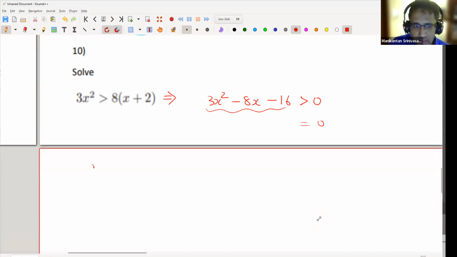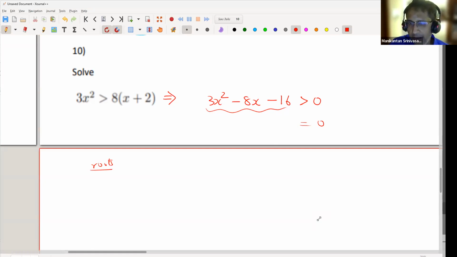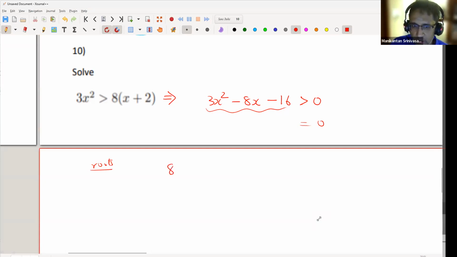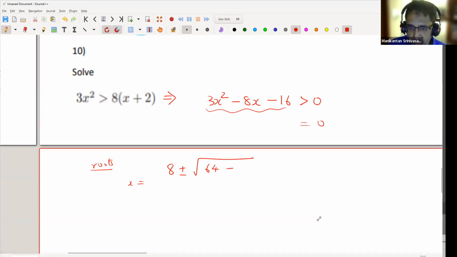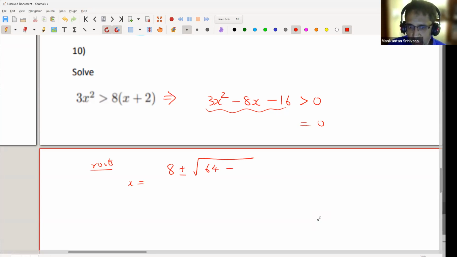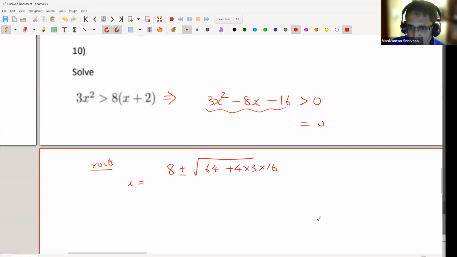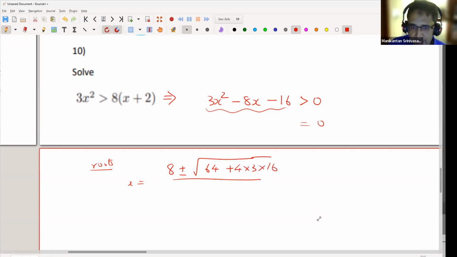The roots of this. Either we can factorize and solve, or we can do the minus b plus or minus. Let's do the minus b plus or minus square root of b square minus 4ac. So we are solving for the roots for it to be equal to 0. Minus 4 into minus 16, which will become plus 4, whole upon 2a, which is 6.